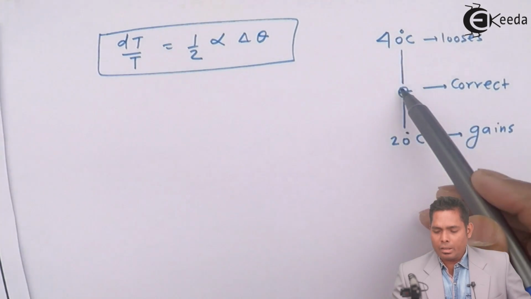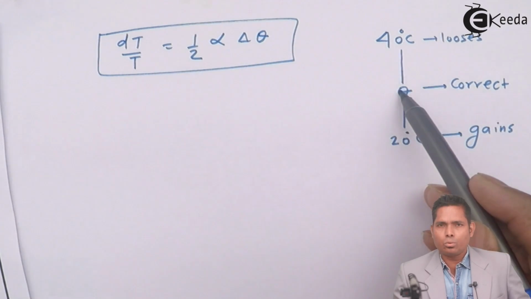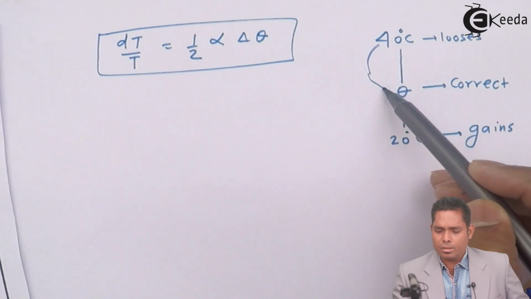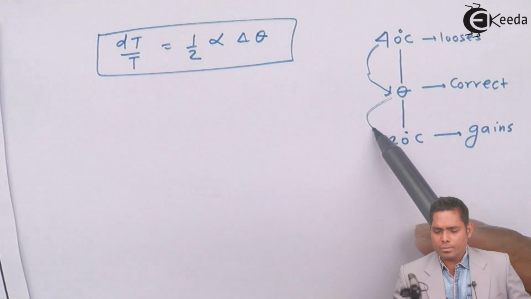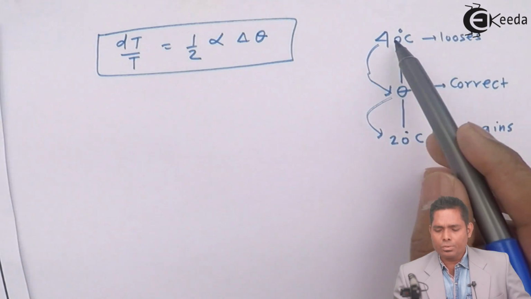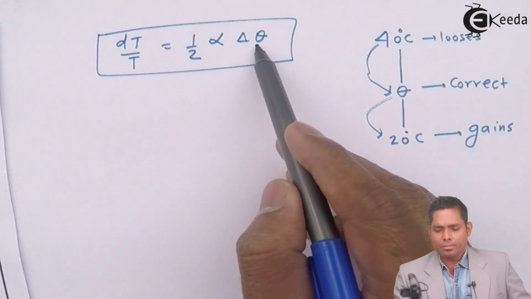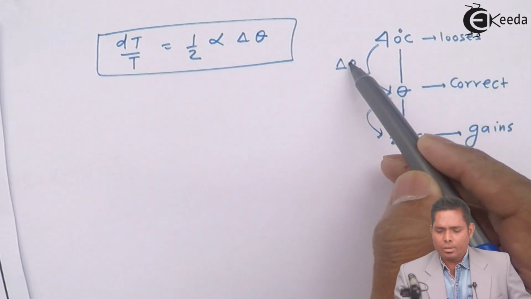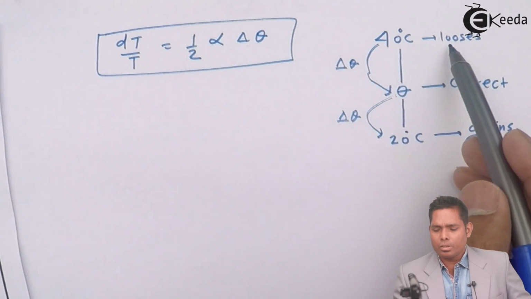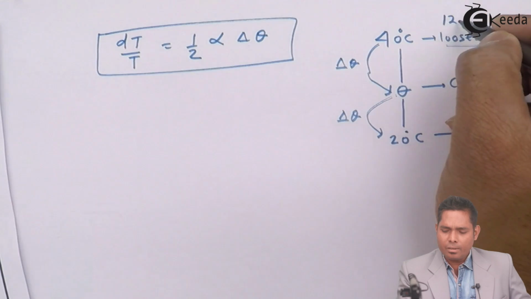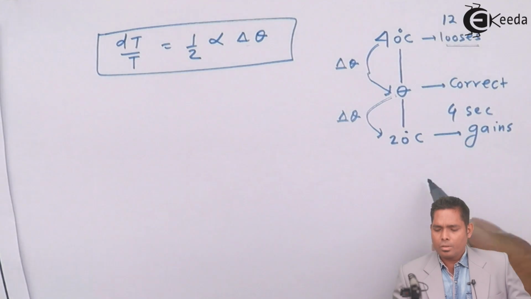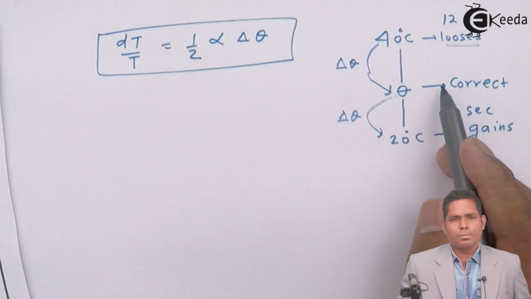So if we deviate from theta to 40 degrees centigrade, the difference between these is the deviation, and from theta down to 20, this is the other deviation. So 40 minus theta is one delta theta, and theta minus 20 is another delta theta. During this delta theta, it loses how many seconds? 12 seconds a day, and during this delta theta, it gains 4 seconds a day. So this is the theta at which it gives correct time.